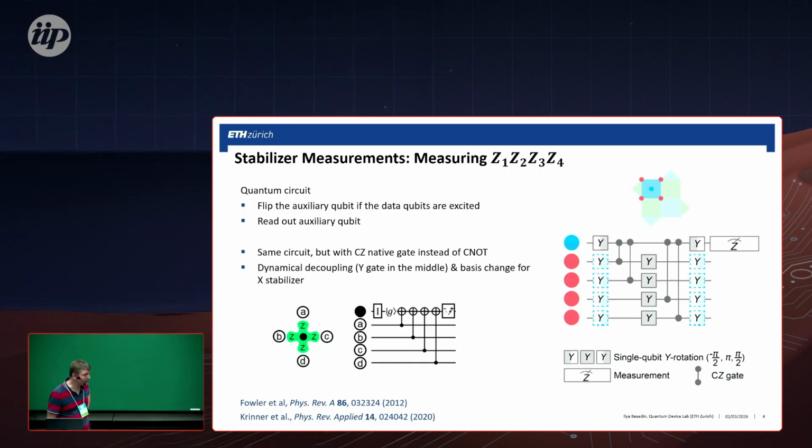So now what we actually do is kind of similar, but a bit different, because our qubits don't natively have the CNOT gate, they have the CZ gate. So we have to do a basis rotation on the auxiliary qubit first. So we do a pi-half rotation, then the CZ gates, then another pi-half rotation and a measurement. So it's kind of the same. And we additionally do these pi pulses on the data qubits in the middle to get rid of some low frequency noise that is easy to get rid of this way. So it's a cheap way to improve the performance.